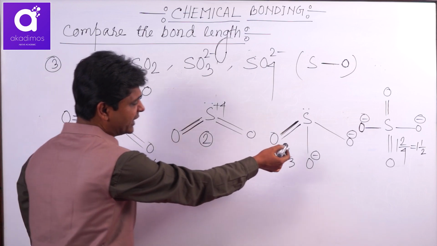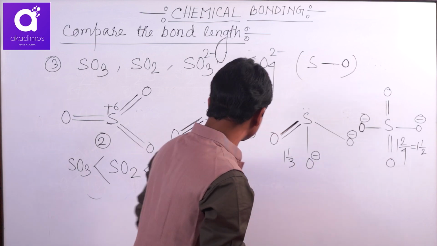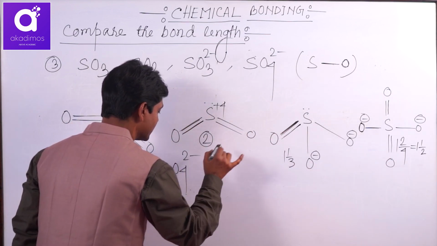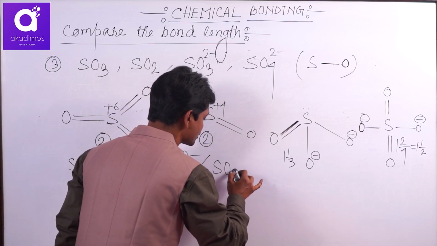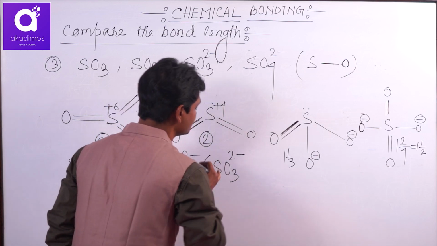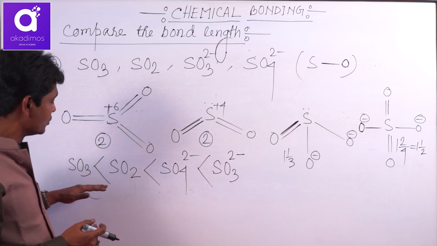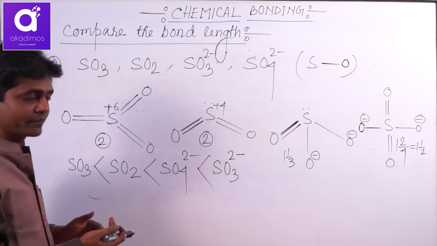Now, this is very clear to you. 1 by 3 is less than 1 by 2. That means SO4 2 minus, and then least bond order, highest bond length, SO3 2 minus. A very clean idea that you got the sulfur oxygen bond length. Bond length is in the reverse order of bond order.